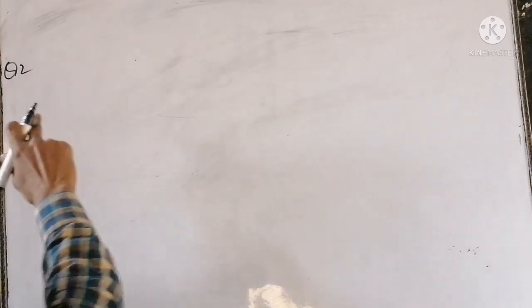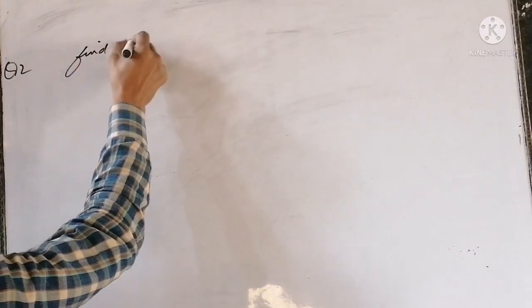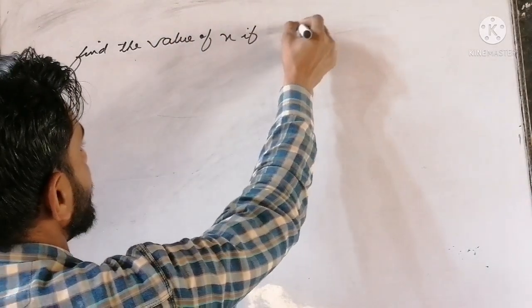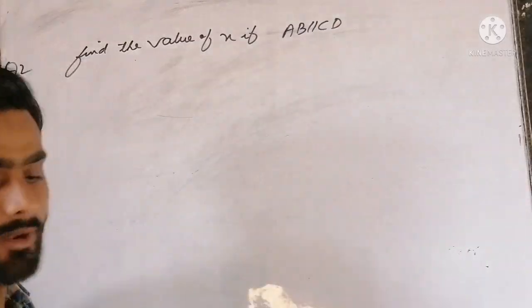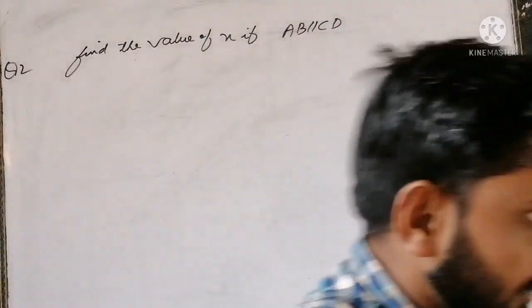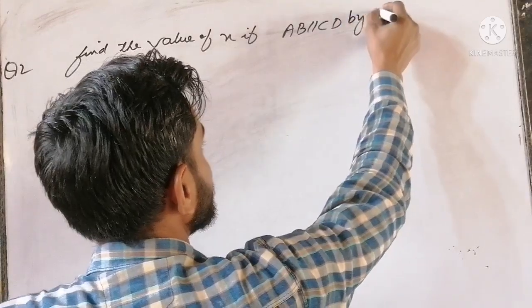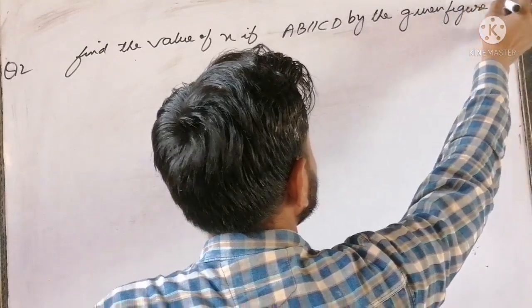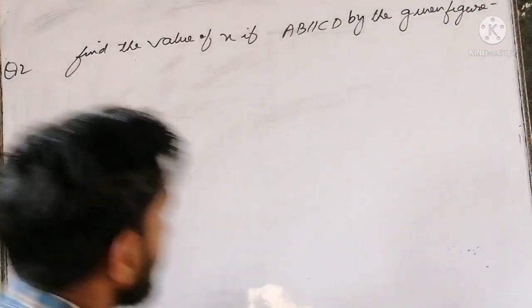Question number 2. See here. Write the question number 2. Find the value of x if AB is parallel to CD, by the given figure.